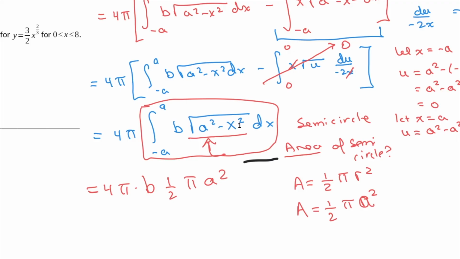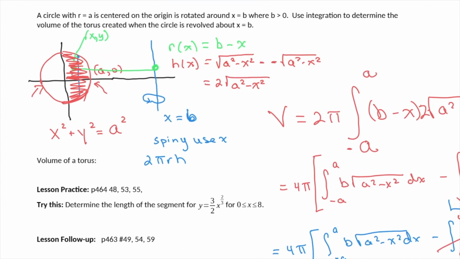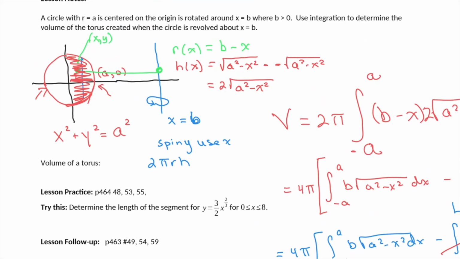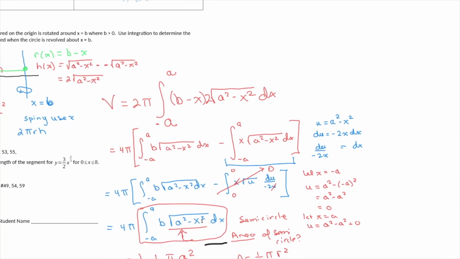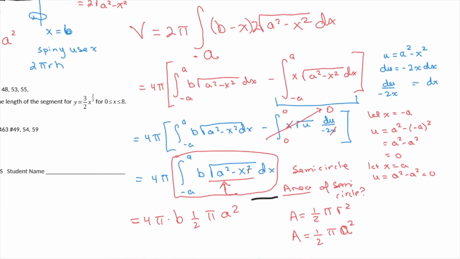This was such a great problem. We had to first decide whether or not we were going to use our shell method or the dishwasher method. Once we figured out our radius, next we were able to integrate using geometric properties.